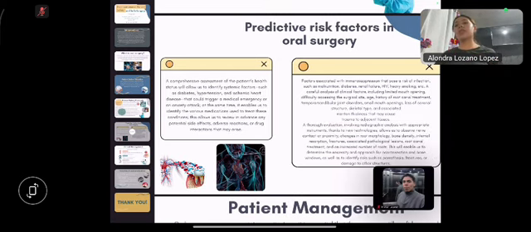Predictive risk factors in oral surgery. A comprehensive assessment of the patient's health status will allow us to identify systemic factors such as diabetes, hypertension, and ischemic heart disease that could trigger a medical emergency or an acute attack. At the same time, it enables us to identify the various medications used to treat these conditions. This allows us to review in advance any potential side effects, adverse reactions, or drug interactions that might arise.